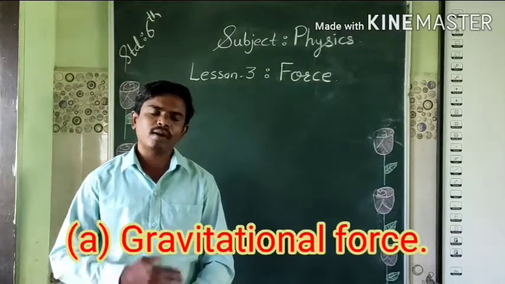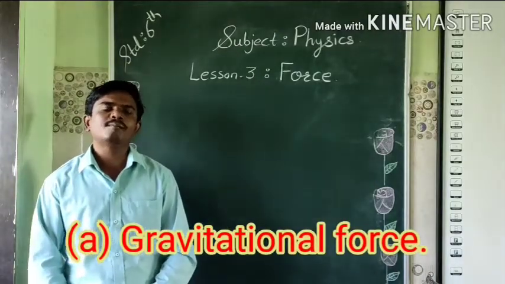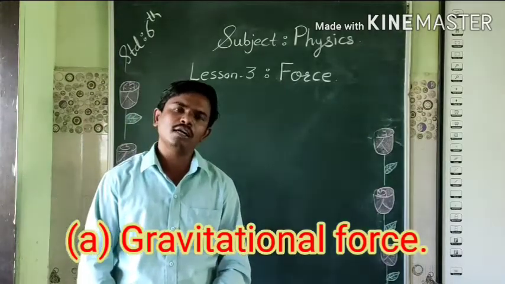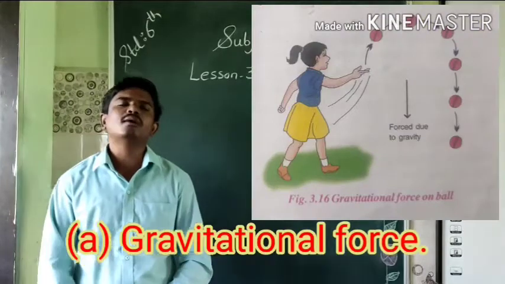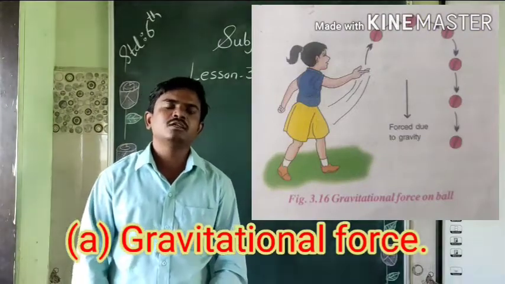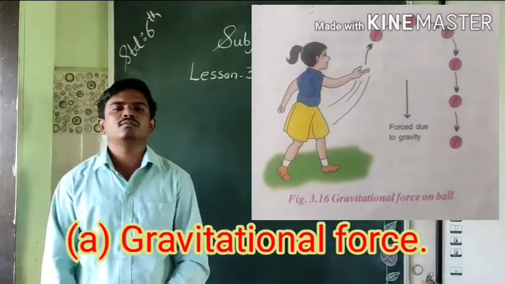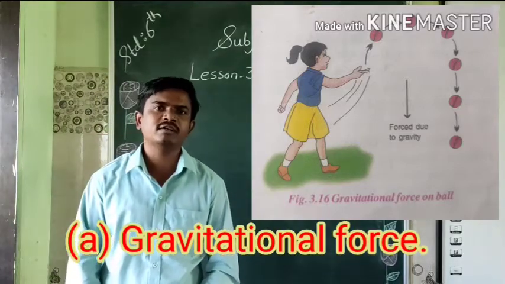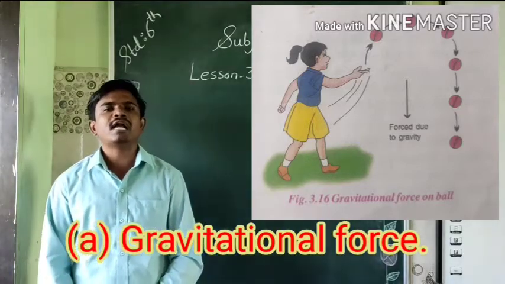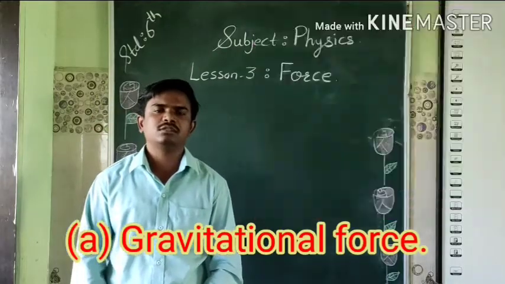The force of attraction on a body by the earth is called gravitational force. For example, when we throw a ball in an upward direction, it falls on the ground because there is a force, and the force is gravitational force. The ball is attracted by the earth.